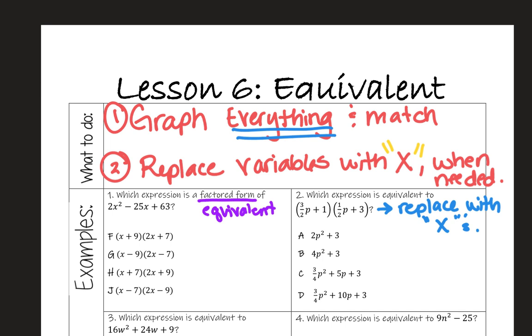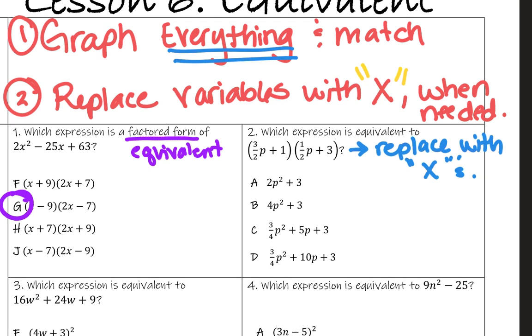All right, if you want to go through all of them, you can. I went through all of them for you. We know that one's the answer, okay? All right, so now on number 2, we're doing the same thing. The only thing is, if there's something other than an x, we have to replace it with x's.